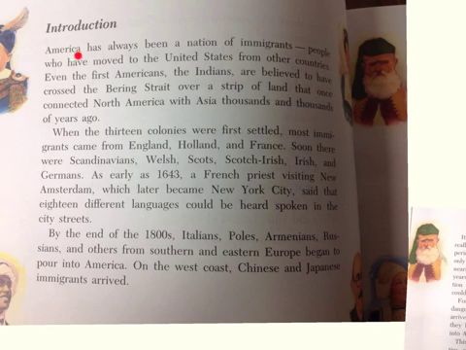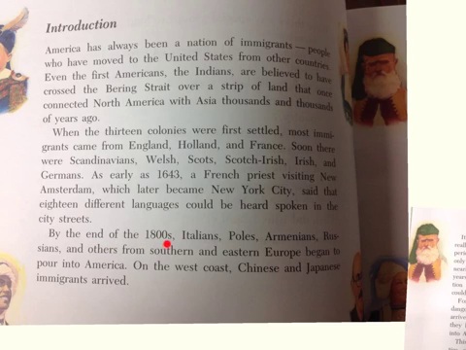This introduction says, America has always been a nation of immigrants, people who have moved to the United States from other countries. Even the first Americans and Indians are believed to have crossed the Bering Strait over a strip of land that once connected North America with Asia thousands and thousands of years ago. When the 13 colonies were first settled, most immigrants came from England, Holland, and France. Soon, there were Scandinavians, Welsh, Scots, Scotch-Irish, Irish, and Germans. As early as 1643, a French priest visiting New Amsterdam, which later became New York City, said that 18 different languages could be heard in the city streets.